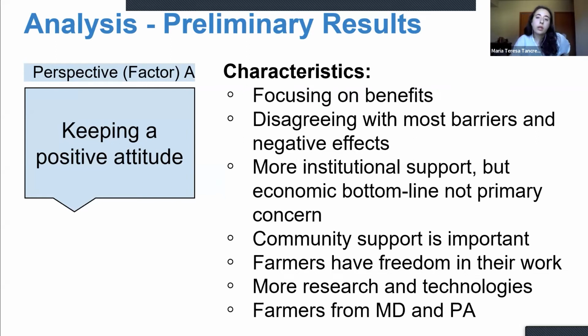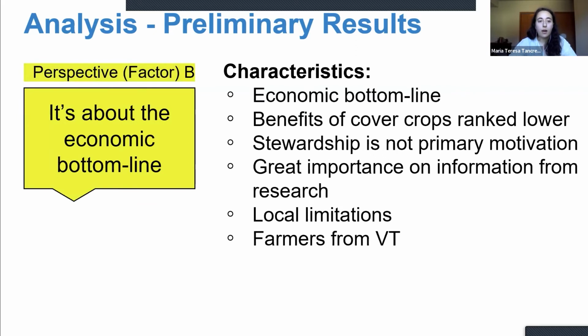They are pleased with the work of local universities and colleges, but would like to see more research on cover crops and technological advancements. And all the farmers in this factor were from Maryland and Pennsylvania. Our perspective B was all about the economic bottom line. What we saw is that, differently than the previous factor, for farmers in this group, the economic bottom line was maybe the main aspect.